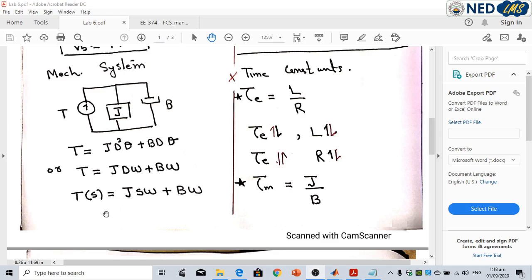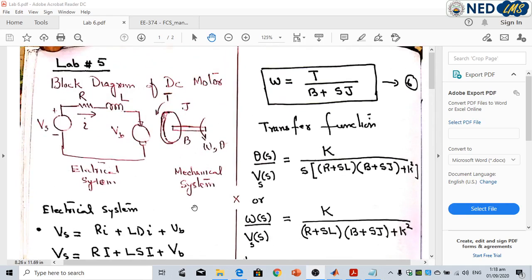After taking the Laplace transform, the equation can be written like this. Solving for speed, the angular velocity of the machine, this would be equal to T, the torque developed by the motor, or the torque applied to this mechanical system, divided by (B plus sJ).